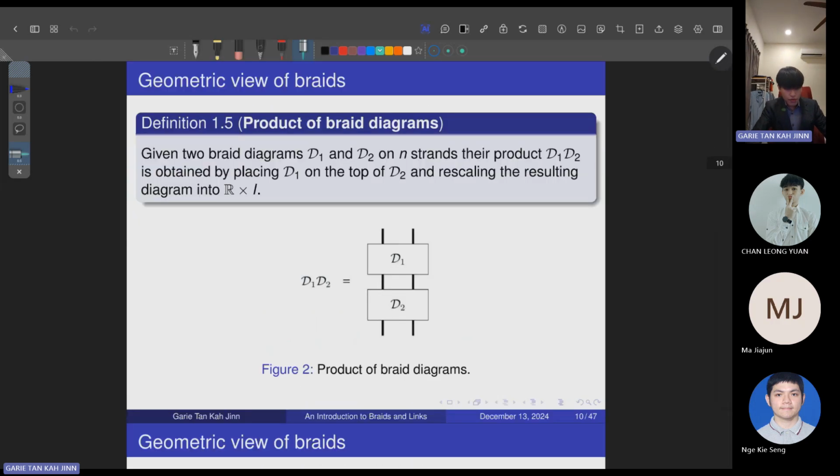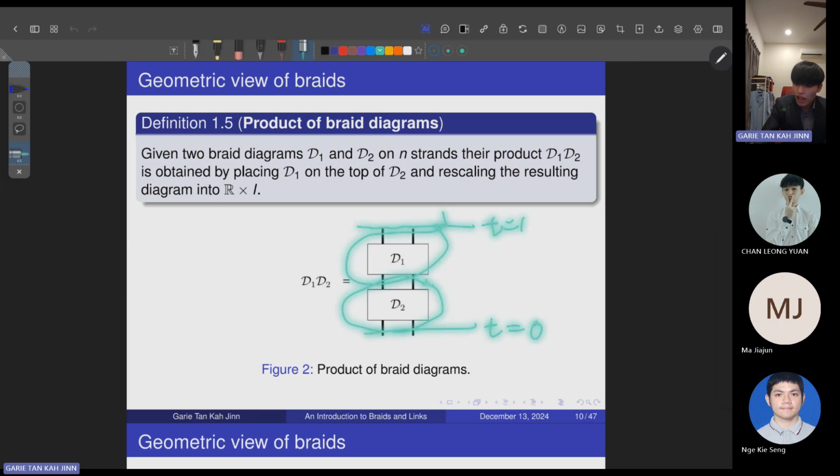And now let's continue. The operation of this braid diagram is a product. Let's say that we are given D1 and D2. The product D1 D2, which is not commutative, is that I first place D2 at the bottom and D1 on the top. And I rescale it such that this is t equals 1 and this is t equals 0. If I do not rescale it, for the product it might have become t equals 2, which violates the definition of the braid diagram.